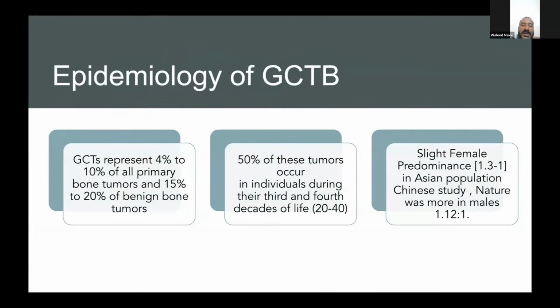Regarding the epidemiology of giant cell tumor, it represents 4 to 10% of all primary bone tumors and 15 to 20% of benign tumors. 50% of these tumors occur in individuals during their third and fourth decades of life, like 20 to 40 years, like our patient today. There is a slight female predominance in Western literature, but in a Chinese study published in Nature, I came upon a slight male predominance for occurrence of GCT.